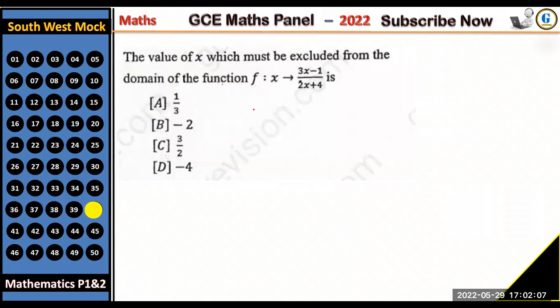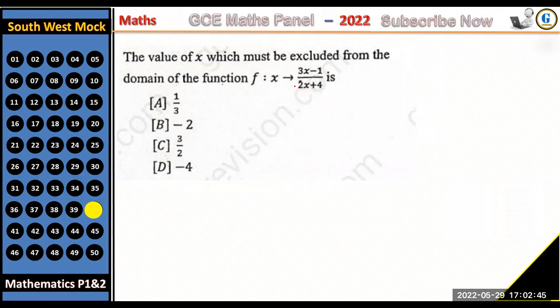Question 40. The value of x which must be excluded from the domain of the function is... The domain of a function is the set of all real numbers for which the function has a numerical value, which is not infinity, that is, where the function is defined. For example, consider a function to be a fraction if there is a variable in the denominator, in this case x. Then we equate the denominator to 0, we solve for x, and we remove that value from the set of real numbers.